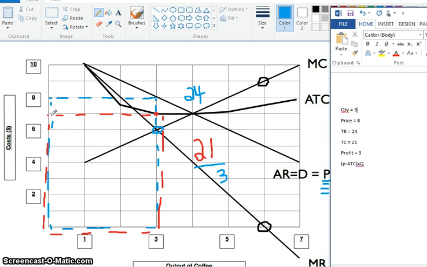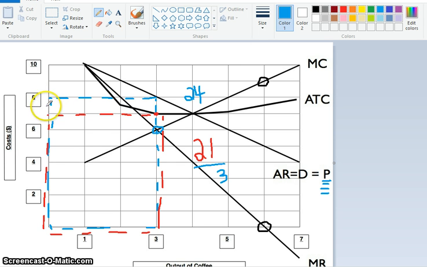Hang on. I was wondering. Yep. Okay. Sorry, I confused myself there. Do not do 24 minus 21 times 3. That'll be 9, and you'll get the wrong answer. So the price is 8. I apologize. Minus the ATC, which is here at 7. So this part of the rectangle is 1. Let me get a different color here. I'll go with purple. This part of the rectangle is 1, and this part is 3. So the rectangle is 3 by 1. Sorry. This space right here is your profit of $3.